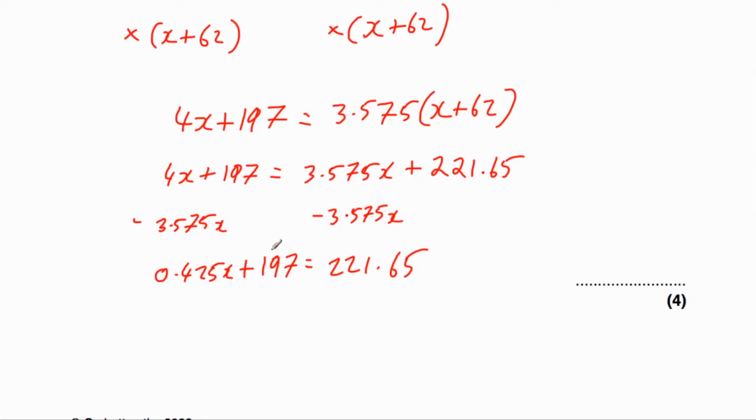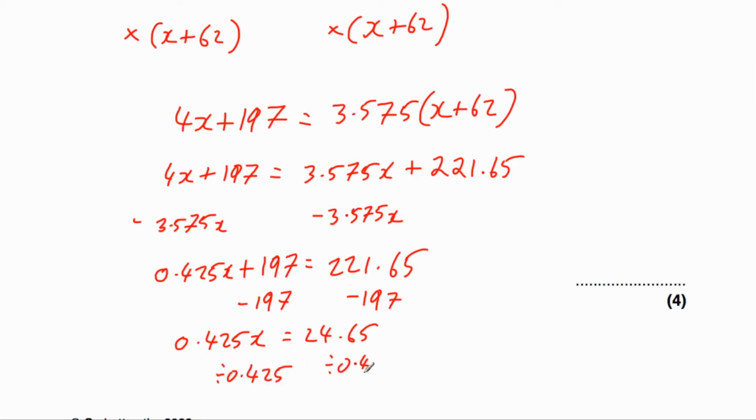Now I want to solve this equation, so I want to get rid of the plus 197. So I'm going to minus 197 and minus 197 because I want x's on one side and numbers on the other. So my left hand side here would just become 0.425x, and on the right hand side we're going to do 221.65 take away 197 equals 24.65. So we're nearly there. We've got 0.425 times x equals 24.65. So if we divide both sides of this equation by 0.425, we should find x. On the left hand side, we're dividing by 0.425 to get rid of the times by 0.425, so that leaves us with just x.